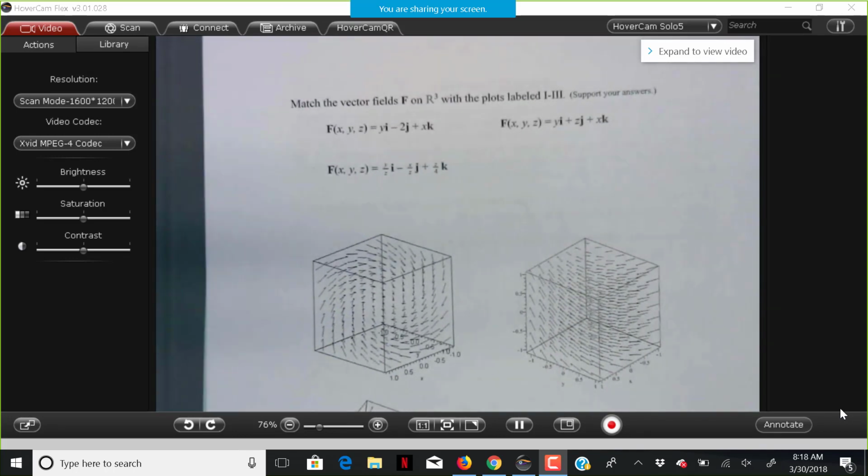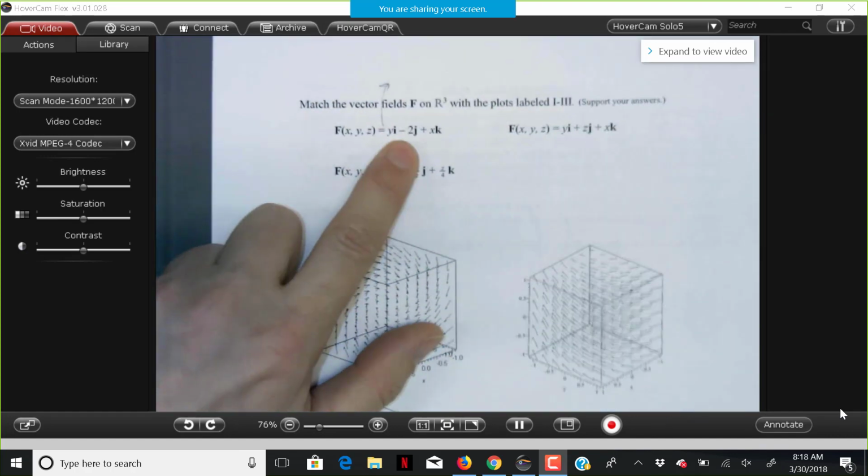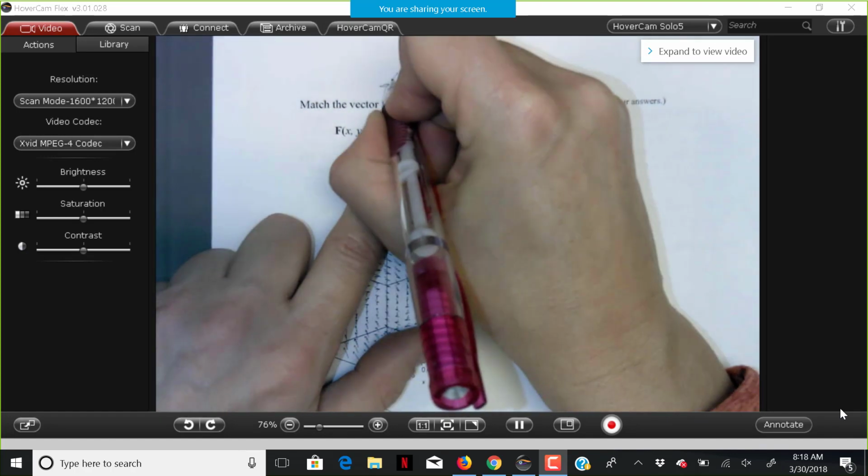So usually what I do when I'm trying to match something is I look and I see if any of the components are constant. So like if I just put this in bracket notation, what would it be?